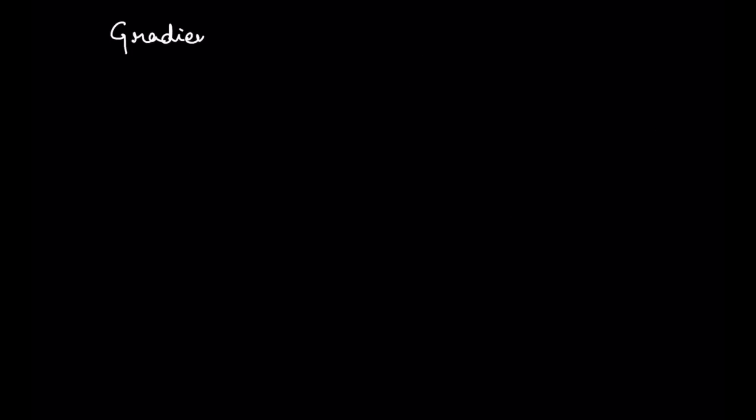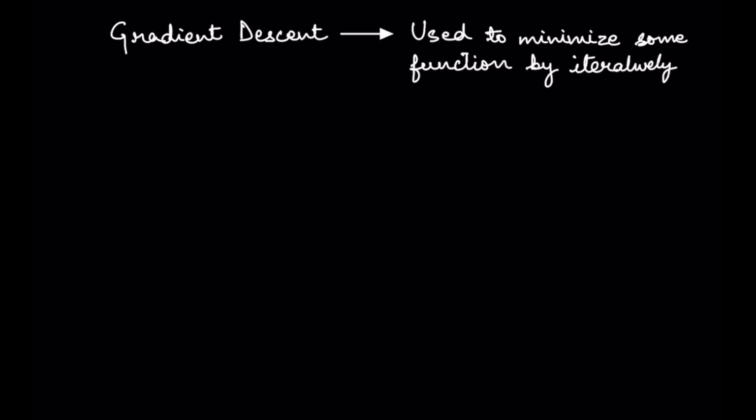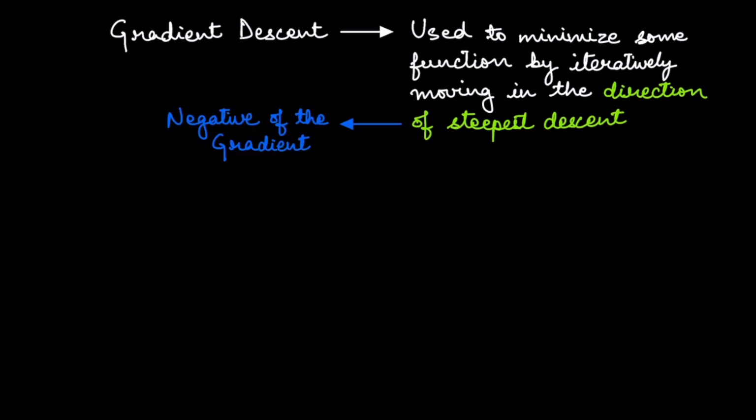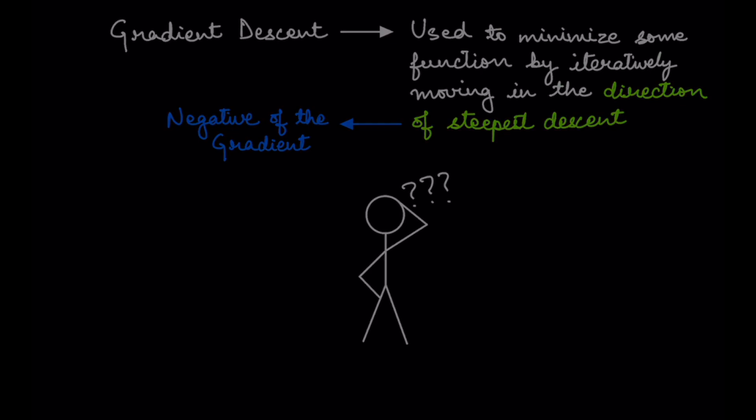Similarly, in machine learning, gradient descent is an optimization algorithm that is used to minimize some function by iteratively moving in the direction of steepest descent, as defined by the negative of the gradient. But what does this have to do with machine learning?